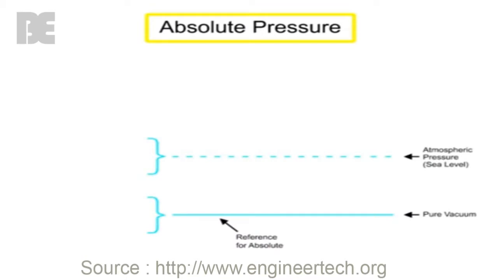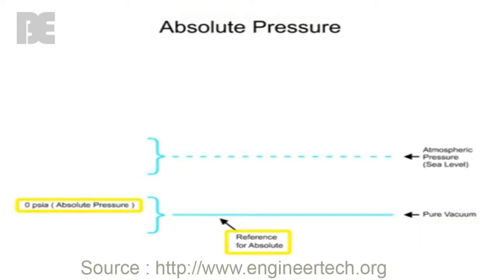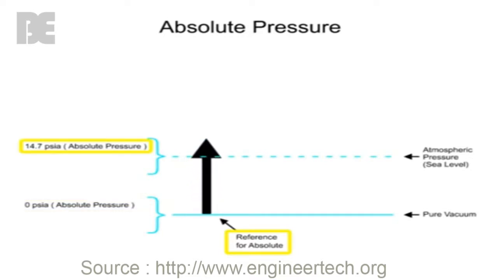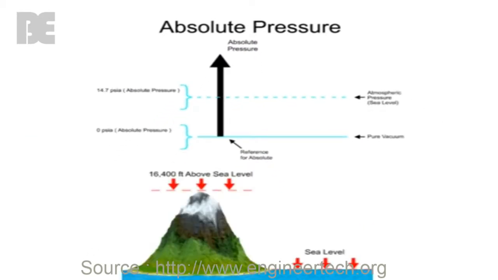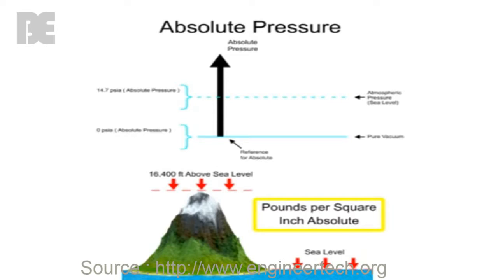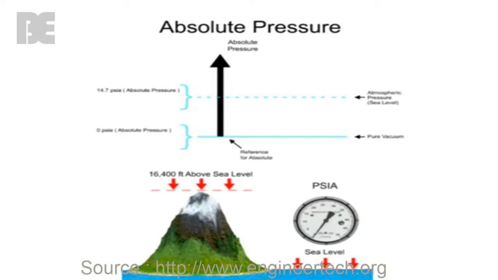Absolute pressure scale uses the absence of pressure, referred to as absolute zero, as a reference. In a pure vacuum, absolute zero occurs, and pressure readings can only be positive. Unit of measurement for absolute pressure is pounds per square inch absolute, abbreviated as PSIA. When the pressure sensing device is exposed to the atmosphere at sea level, the measurement scale will read 14.7 pounds per square inch.